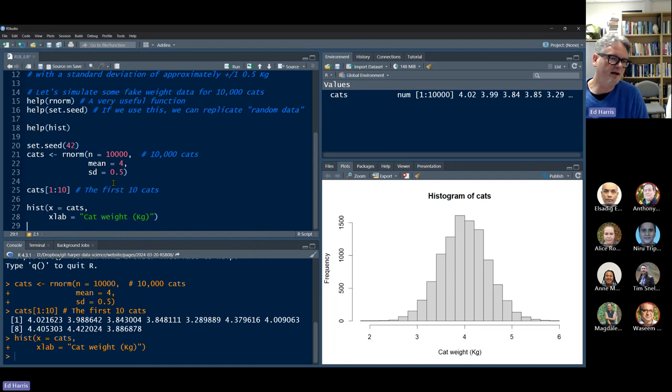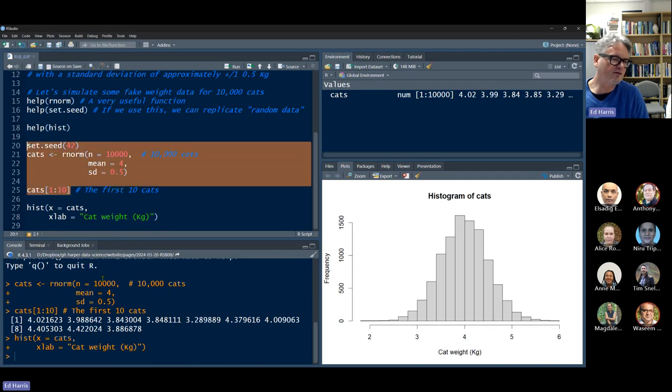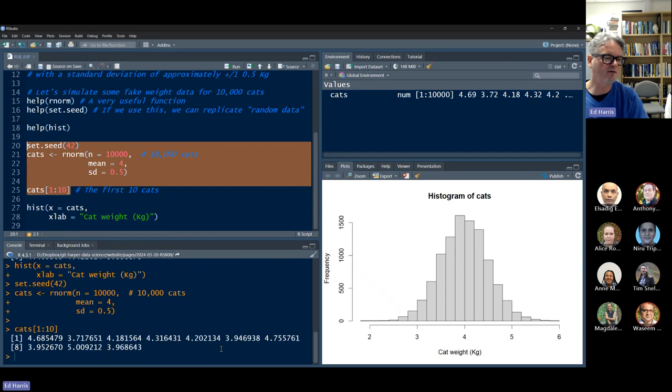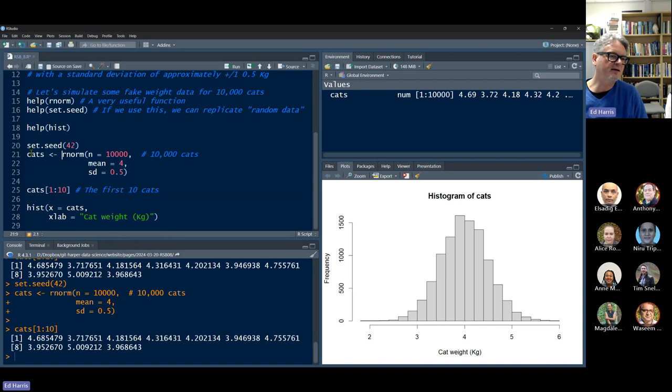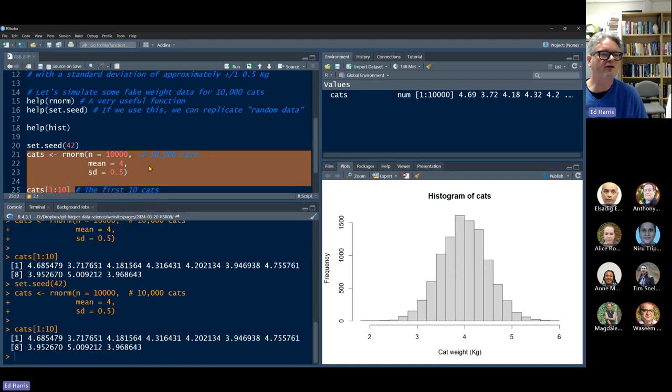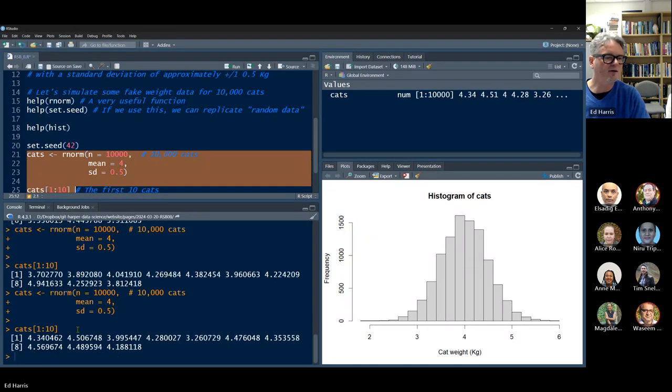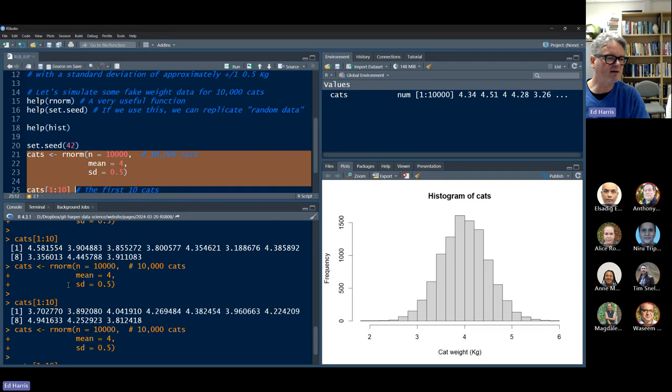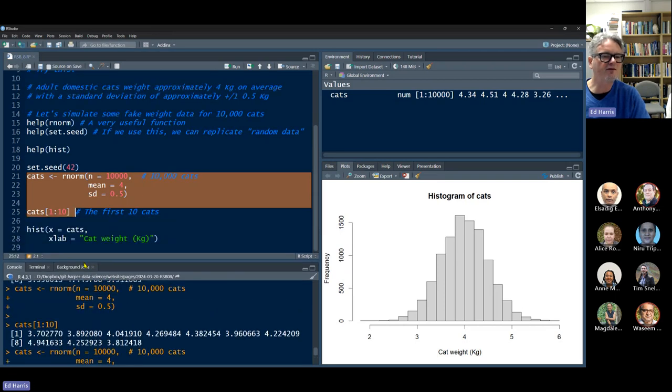An interesting thing is just to demonstrate the function of set seed. If you look down here, and I simulate this data again a couple of times, you can see that the numbers are the same every time. And if I just remove from the selection my set seed, and I run that again a couple of times, we can see that they're different every time. So that's the function of the set seed.